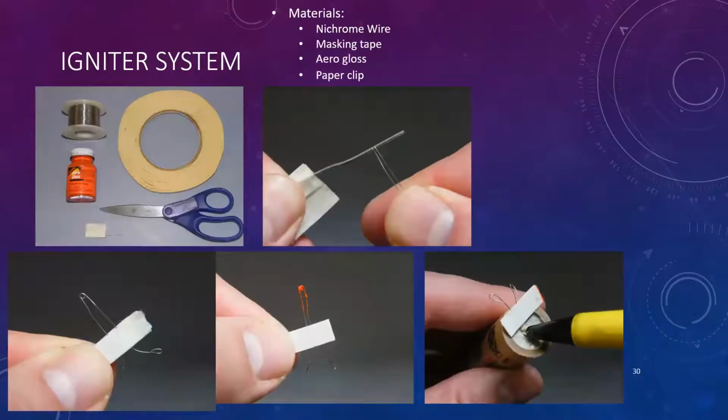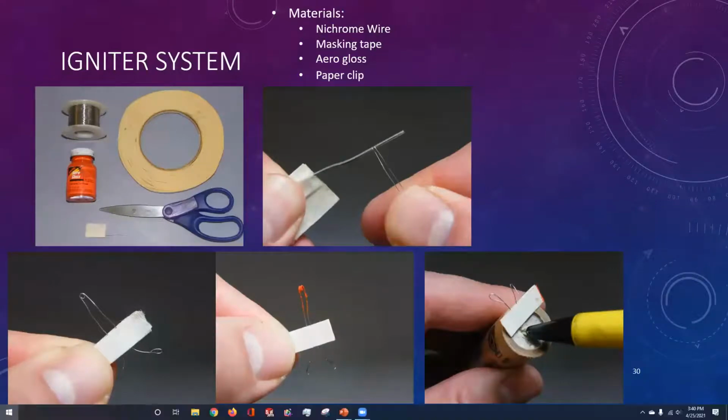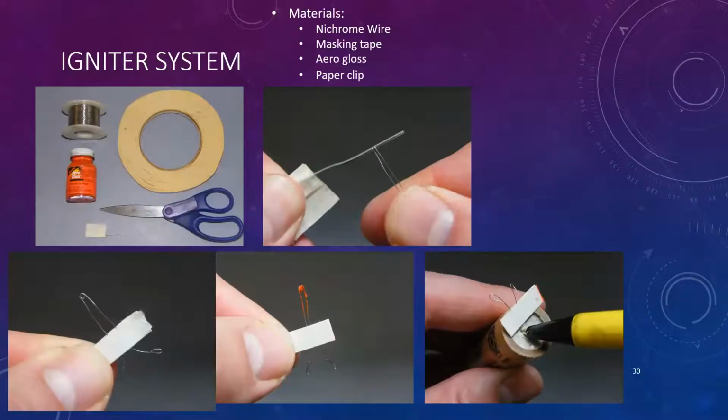Moving on to the igniter system, the materials that are going to be required are the nichrome wire, masking tape, aerogloss, and paper clip. And you can see the process for that in the images below. How this is overall going to be set up is we're going to be placing the end result of this igniter into the nozzle of our project, and using nichrome wire and an igniter wire, we're going to extend it out where we're able to ignite it from a safe distance without being in harm's way. And so once again, during actual static fire testing, we're hoping to be able to incorporate this in our igniter system.